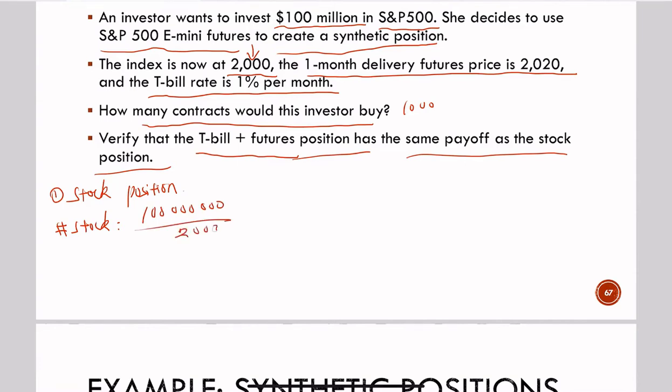this is hard math. I believe it's this number. Am I right? No, it's not. So I think it should be 50,000.